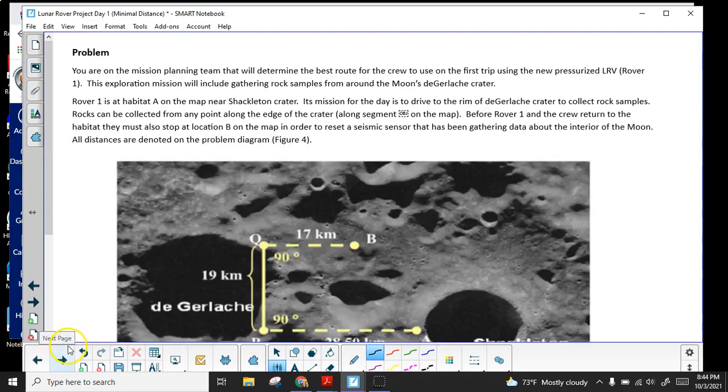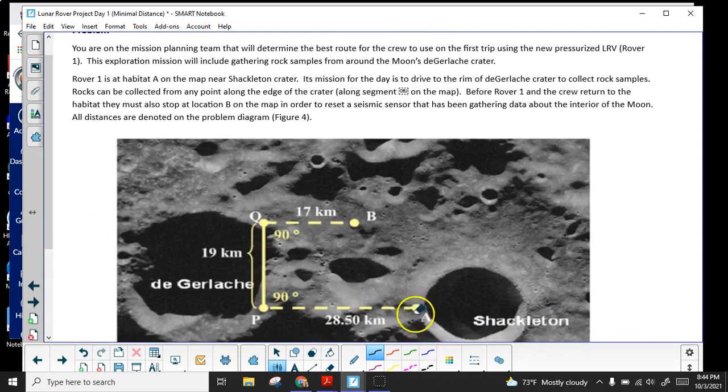We're on a mission planning team that will determine the best route for the crew to use on the first trip using the new pressurized lunar roving vehicle. This exploration mission will include gathering rock samples from around the moon's Daggerlash crater. Rover 1 is at habitat A on the map, which is down here, near Shackleton crater. Its mission for the day is to drive to the rim of the Daggerlash crater to collect rock samples. Rocks can be collected from any point along the edge of the crater.